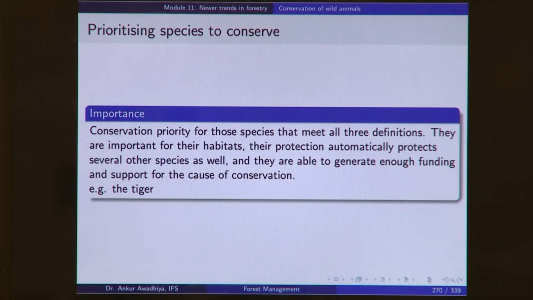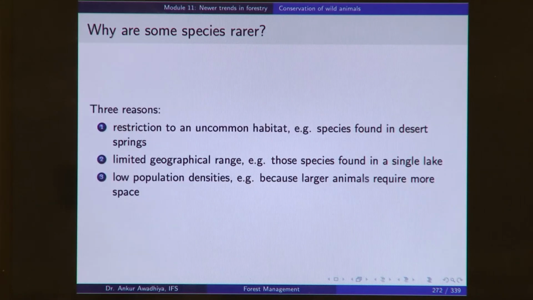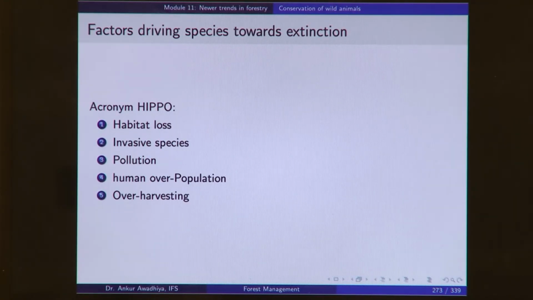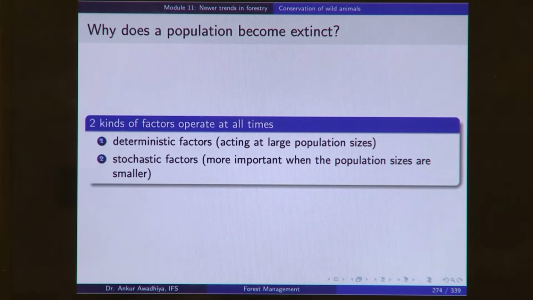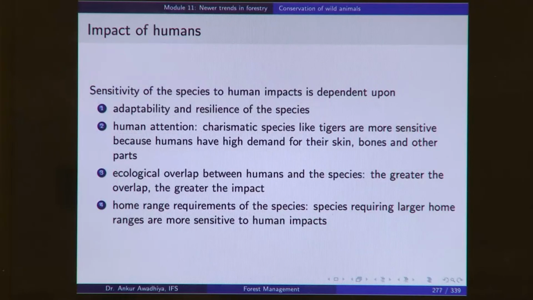Now we saw that all species are not equally susceptible to extinction. Those species that are rare, typically because they live in an uncommon habitat, have a limited geographical range, or have low population densities, are rarer. And we looked at HIPPO, which is habitat loss, invasive species, population and pollution, and over harvesting, which is driving a number of species towards extinction. In extinction, two kinds of factors are operating: deterministic factors at large population size and stochastic factors. We looked at deterministic and stochastic factors and the impacts of humans.